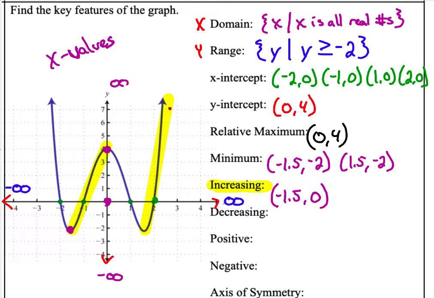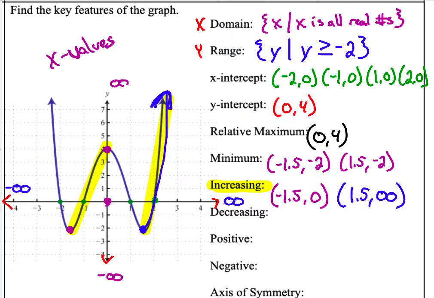It's increasing. Then I have another section where it's increasing. It starts down here and then continues up this line here. It starts at 1.5, but notice how it's just going to keep going and going all the way out to infinity if I were to keep going. So from 1.5 to infinity on the x-axis, my graph is increasing.